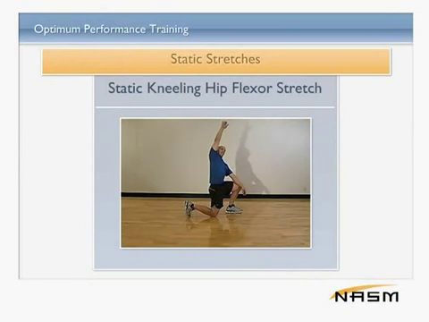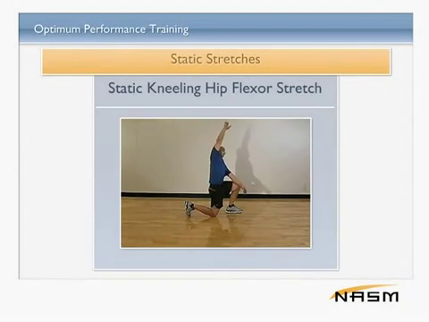The third example is the static kneeling hip flexor stretch. Kneel with the front and back leg bent at a 90-degree angle. Internally rotate the back hip. Draw the navel inward. Squeeze the buttocks of the side being stretched while rotating the pelvis posteriorly.